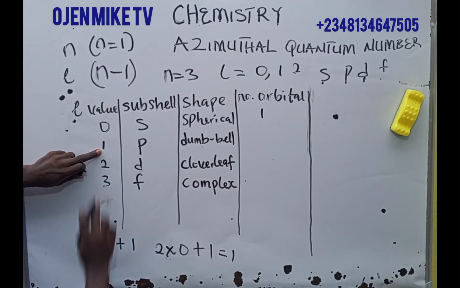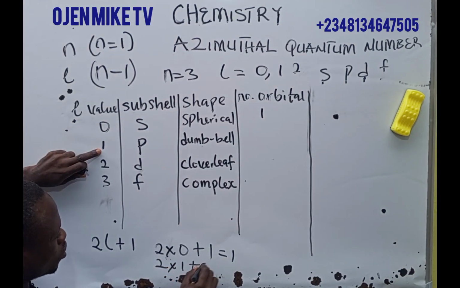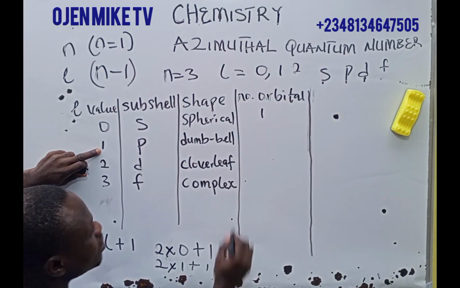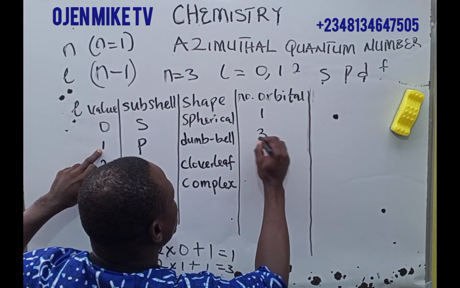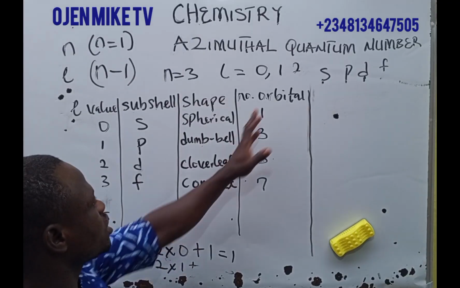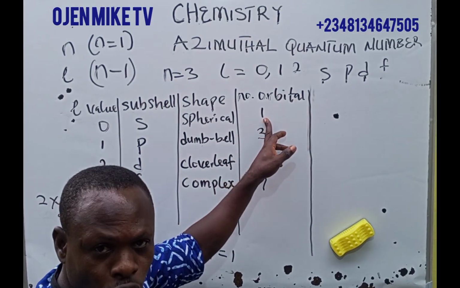The value of L is 1. So 2 times 1 plus 1. 2 times 1 gives us 2, plus 1 gives us 3. So the number of orbitals here is 3. Now, how many electrons can occupy each of these orbitals?